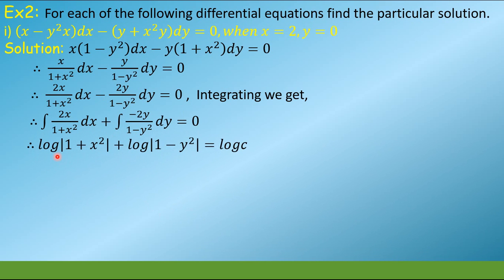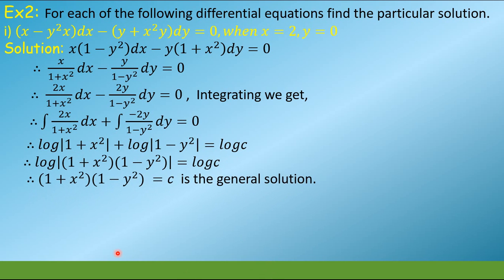So we came to the stage log of 1 plus x square plus log of 1 minus y square. Already the minus sign is given, and whenever both the terms contain log, you must take instead of c to be log c. This is the procedure. So addition means multiplication, log gets cancelled, and finally we came to the stage (1 plus x square) into (1 minus y square) is equal to c, is the general solution.